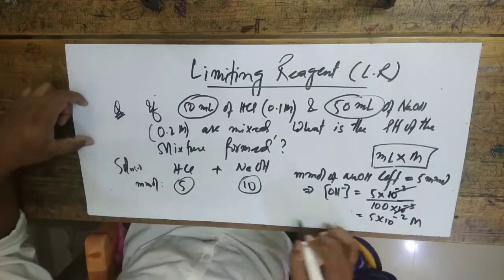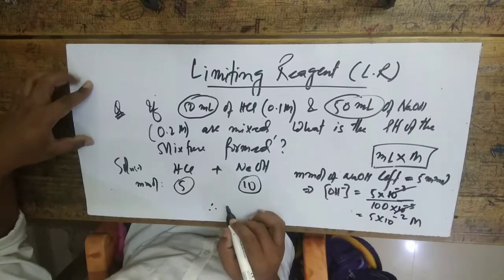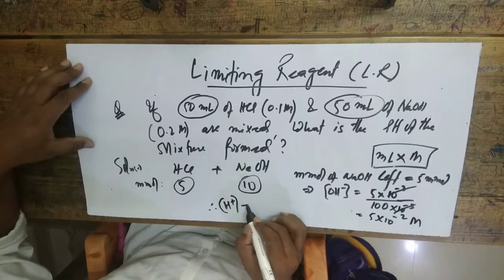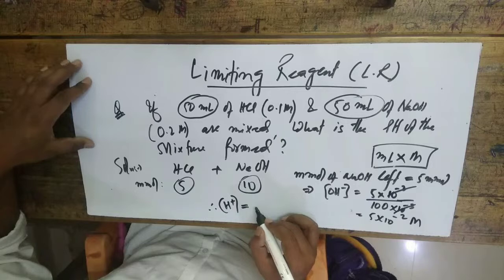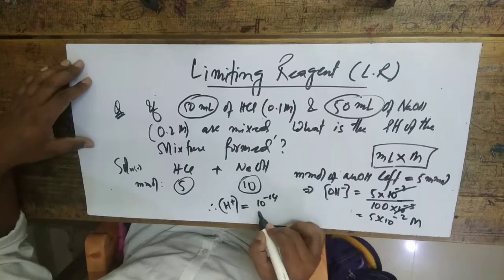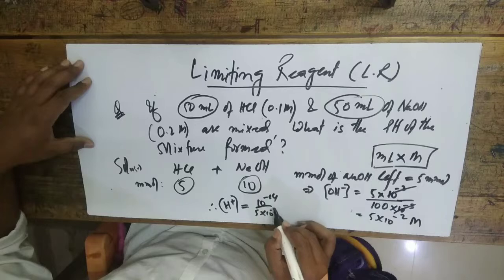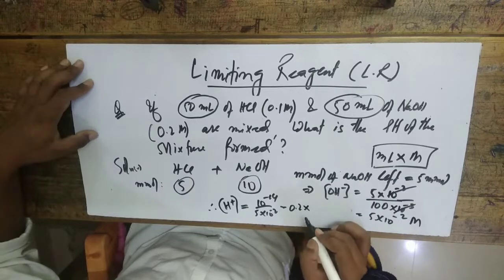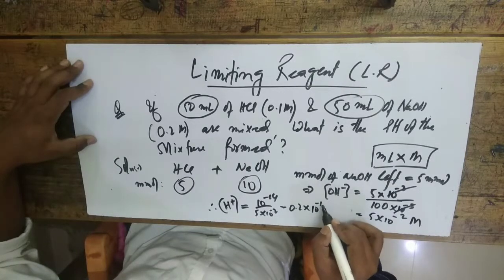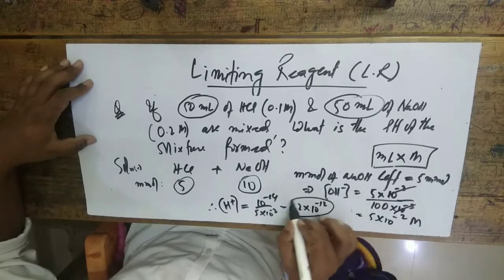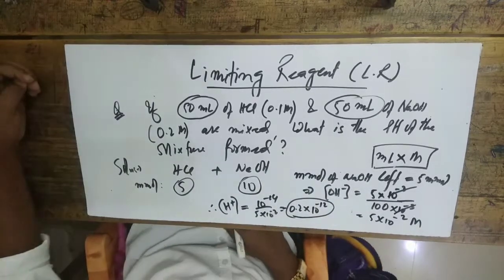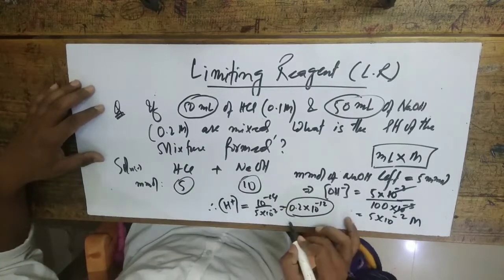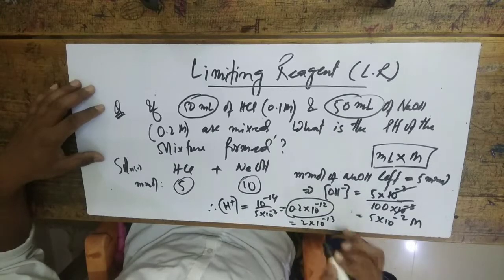This is the hydroxide ion concentration. Therefore we need to calculate the H plus ion concentration so that pH can be calculated. H plus is 10 to the power minus 14 divided by 5 into 10 to the power minus 2, that is 1 by 5, which is 0.2, into 10 to the power minus 12. This can be written as 2 into 10 to the power minus 13.